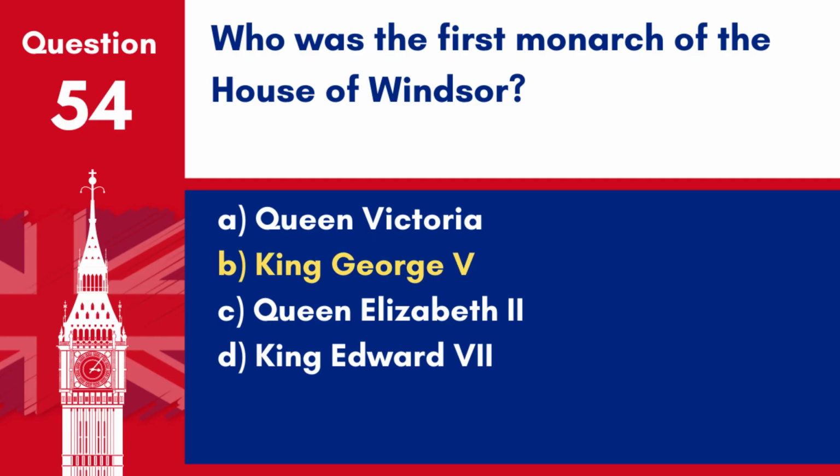Answer: B. King George V. King George V was the first monarch of the House of Windsor, which he renamed from the House of Saxe-Coburg and Gotha during World War I due to anti-German sentiment.